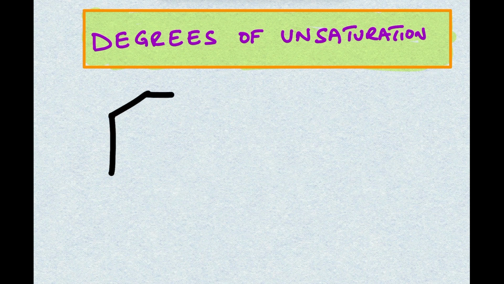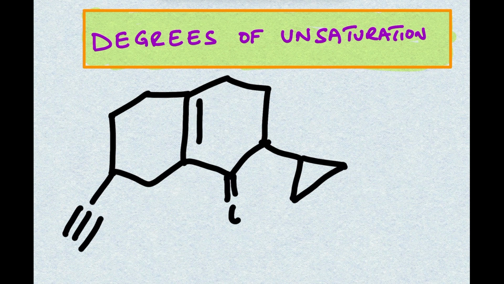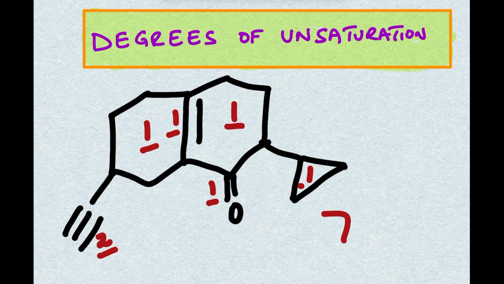Now in this structure, where you have one cyclic system fused with another cyclic system, and then let's say you have a 3-membered ring, you have a double bond there, you have a triple bond here, and you have another double bond there. We said each triple bond is 2 degrees, each cyclic system is 1 degree, and each double bond is 1 degree. So if we count, that's 2, 3, 4, 5, 6, and 7. So that has 7 degrees of unsaturation.